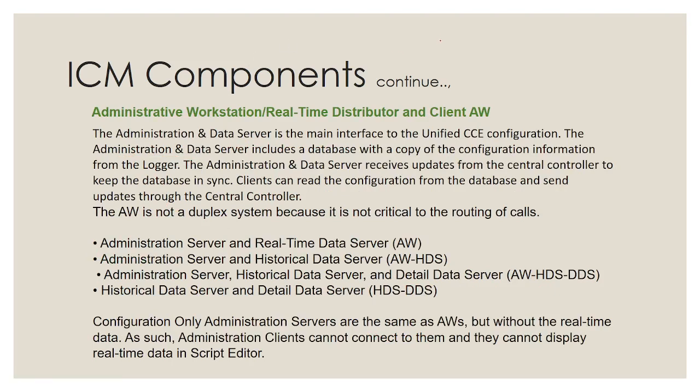AW is basically where we do the configuration. Administrative workstation. The administrative workstation has a database copy from the logger, and AW receives updates from the central controller to keep the database in sync. AW is not a duplex system, you need to know this, and if the AW goes down, it does not affect the routing operation, because the routing mainly depends on the router. AW is not business critical, so you can deploy AW on one side, and that should be fine. AW, as I have said, is used for configuration purposes.